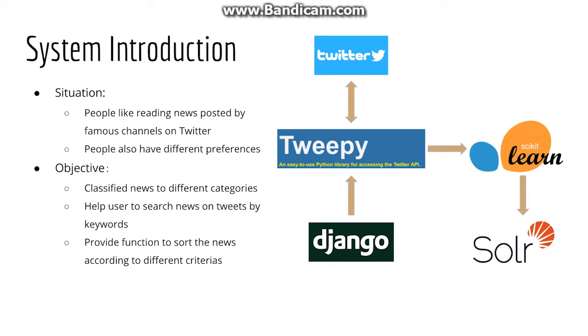So the objective of our project is to build a web application that gets news from different news channels on Twitter and classify the tweets into certain categories so that people can search for news they are interested in very easily. Right side will be the software and frameworks we have used in our project.